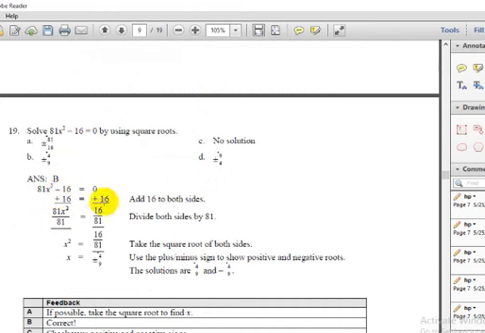Negative 16 will go to the other side with positive. Then I'm going to divide by 81. So x power 2 will be 16 over 81. Take the plus or minus square root. Square root of 16 is 4. Square root of 81 is 9. So plus or minus 4 over 9, which is B.